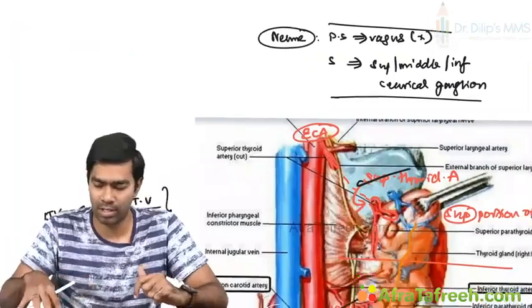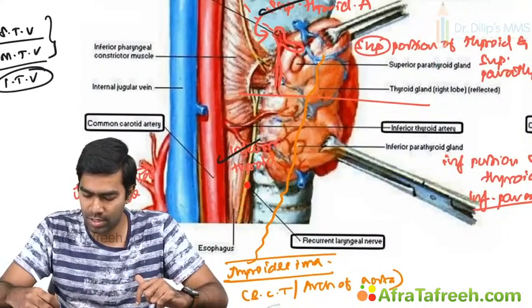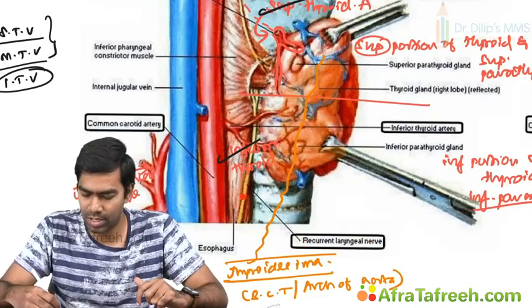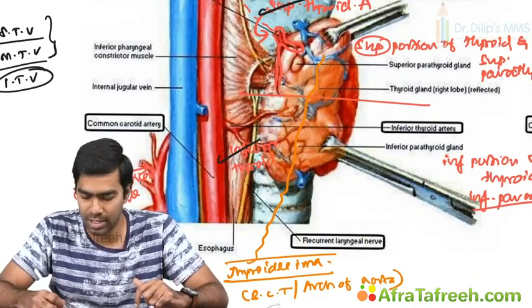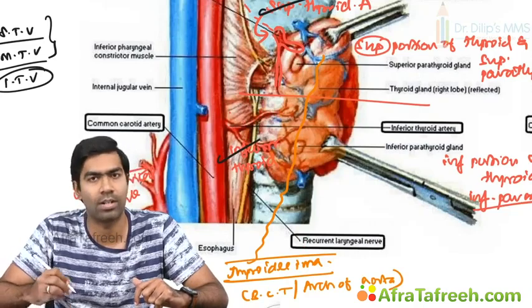That is very important again. The external branch of the superior laryngeal nerve is what is going to have a very decent relationship with the thyroid gland. Fine. So you can see these two nerves, which I can show here. This is the recurrent laryngeal nerve, which is mentioned here. You can see that it has a very close relationship with the inferior thyroid artery.